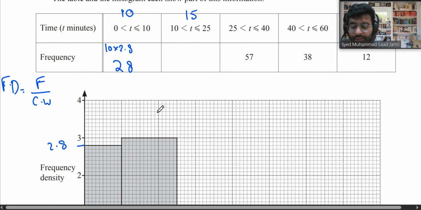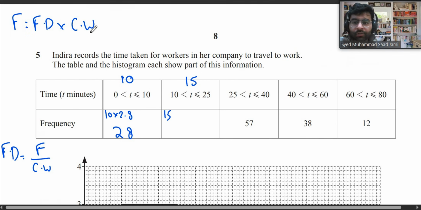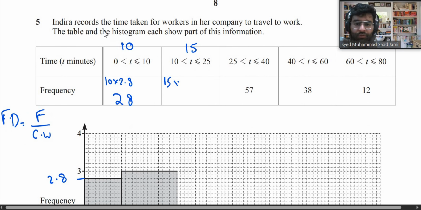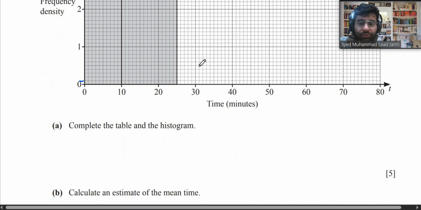For the second one, 25 minus 10 is 15, the class width over here is 15. How much is frequency density? 3. Like I said, frequency density multiplied by class width. So multiply by 3, that's 45. So that's how you have to do this question.